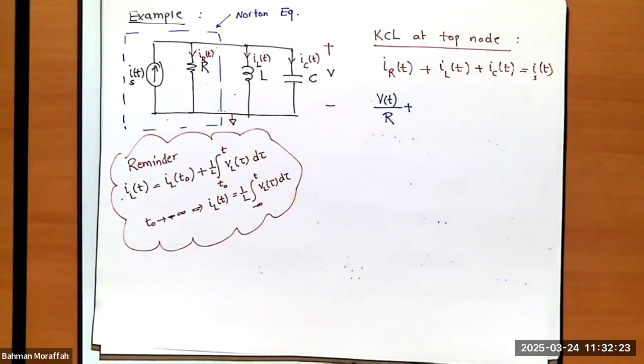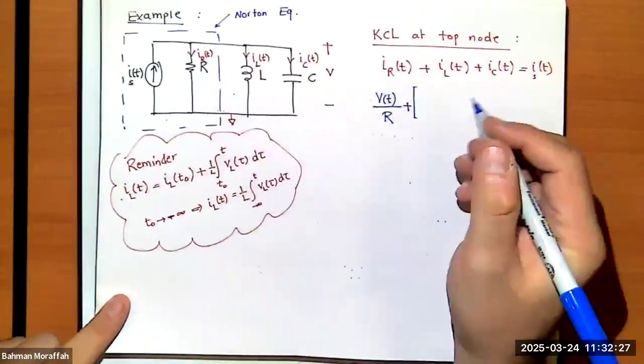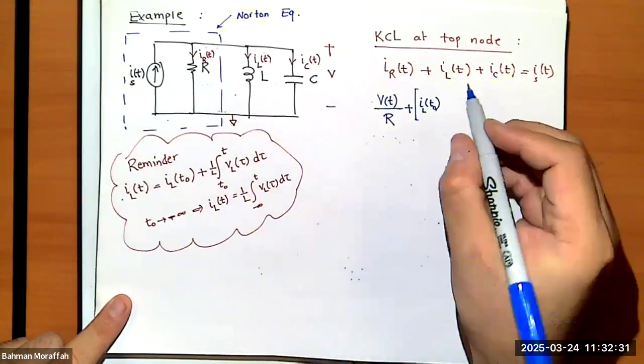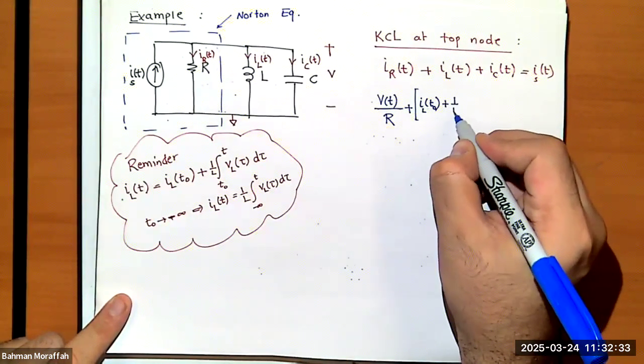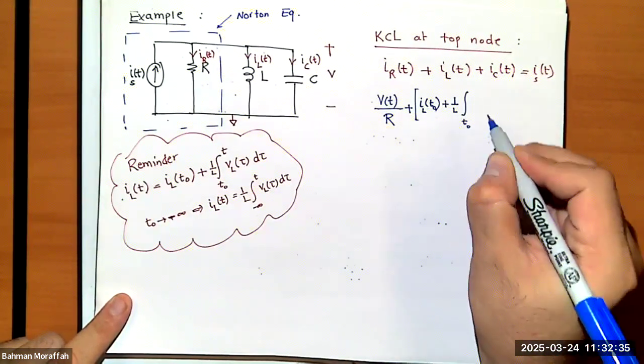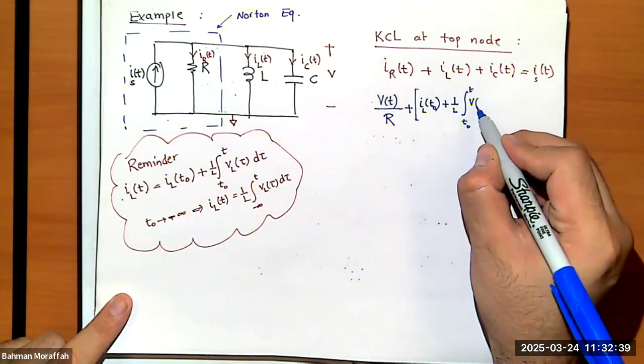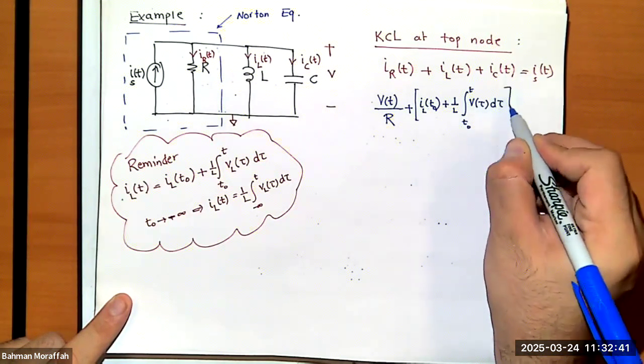So what is this IL of t? So IL of t is IL at time t naught plus 1 over L integral from t naught to t of v(tau) d tau.